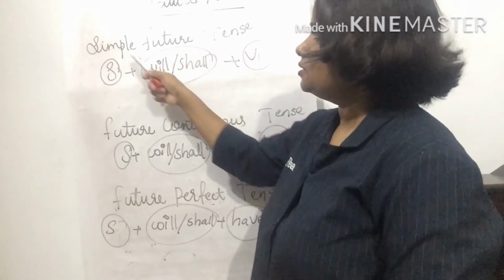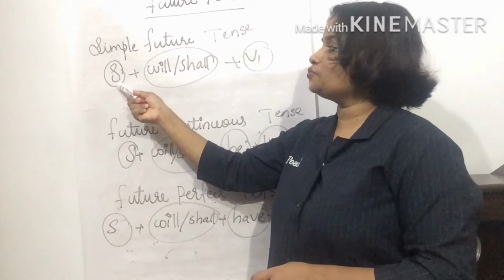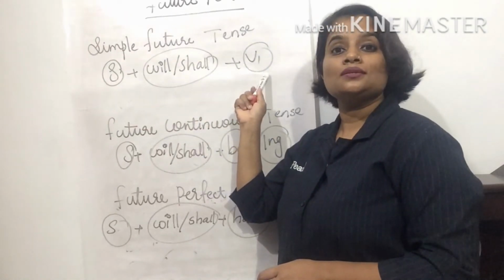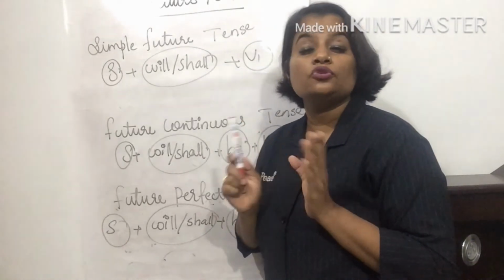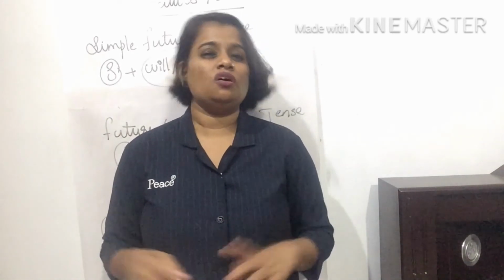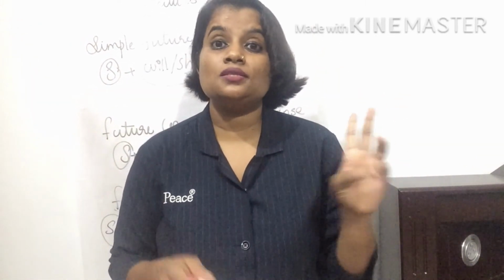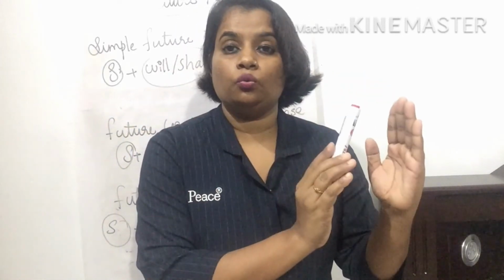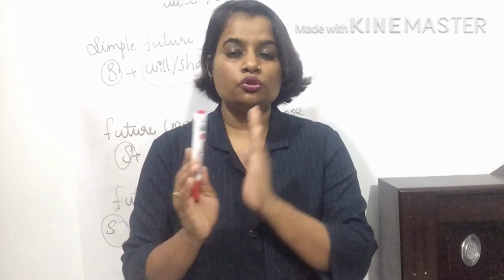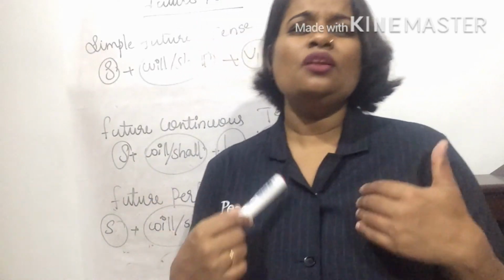Next one is future tense. Simple future tense. The structure of the simple future tense is subject plus will or shall plus verb first form. Almost in all sentences we can see the verb first form in the simple future tense. Always we are using verb first form. I'll give you one example. Subject plus will or shall plus V1. I will go. I is the subject, will or shall is the helping verb or auxiliary word, then go is the first form of the verb. Okay, so this is simple future.